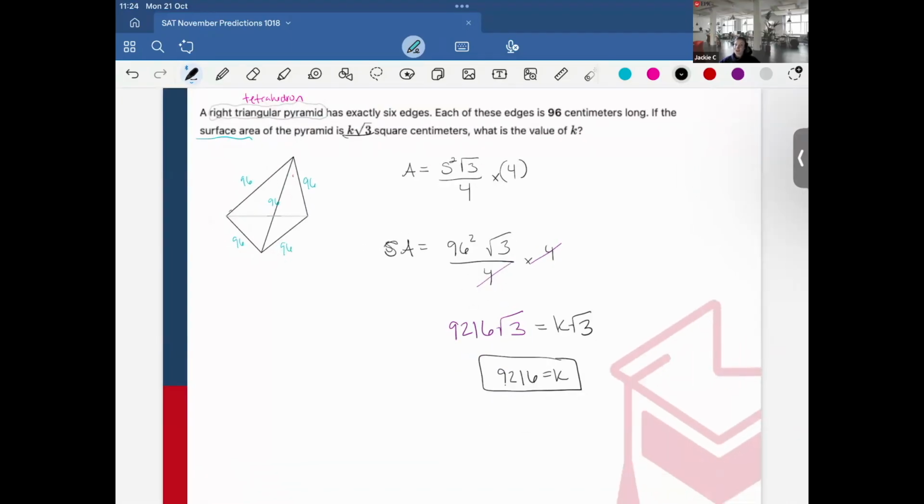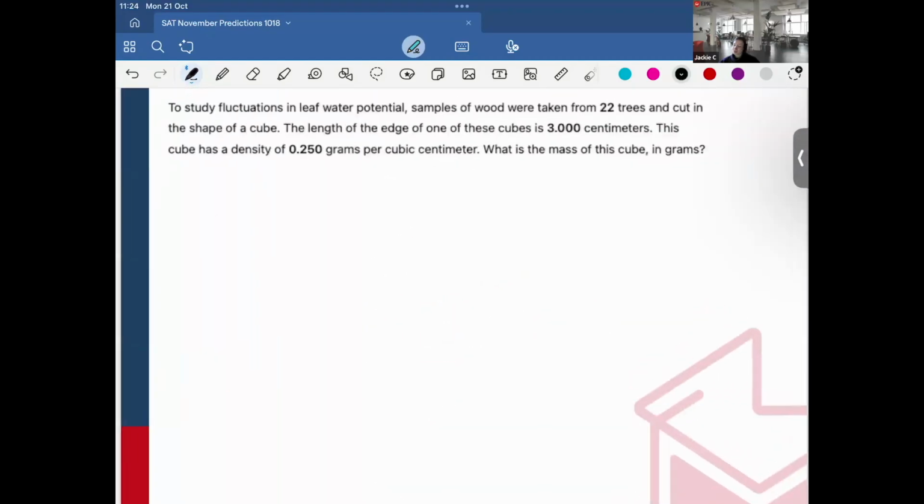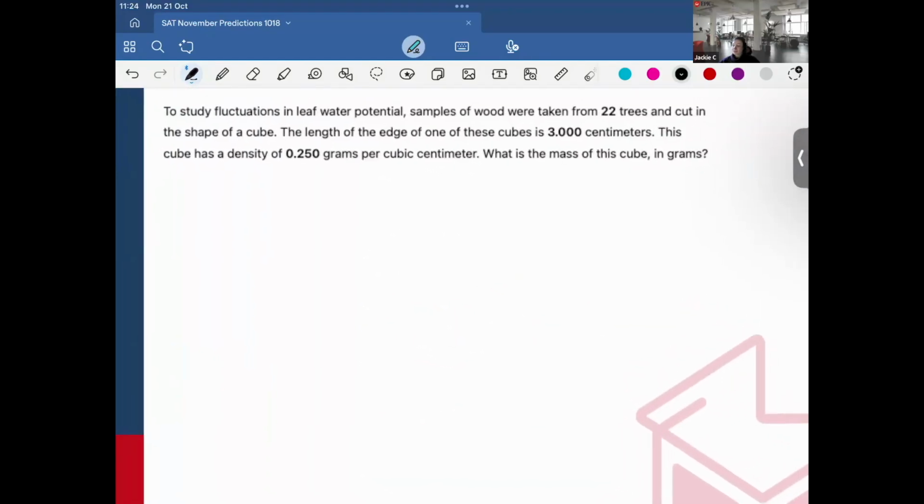Continuing our journey. Okay, so this one, the study of fluctuations in leaf water potential, samples of wood were taken from 22 trees and cut in the shape of a cube. The length of the edge of one of these cubes is 3 centimeters. The cube has a density of 0.250 grams per cubic centimeter. What is the mass of this cube in grams?